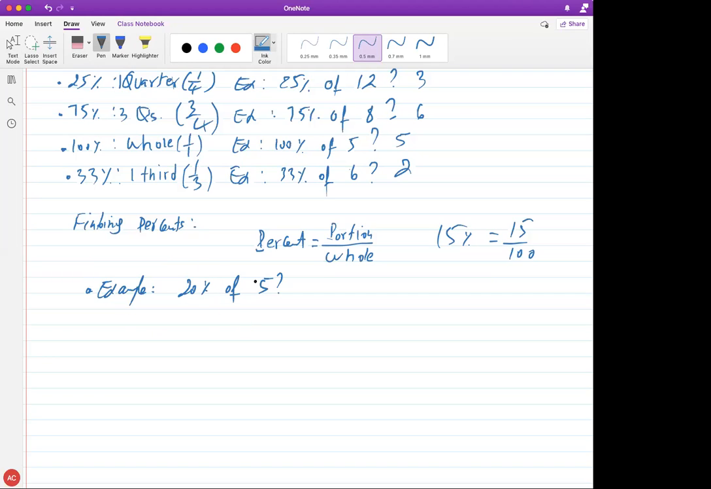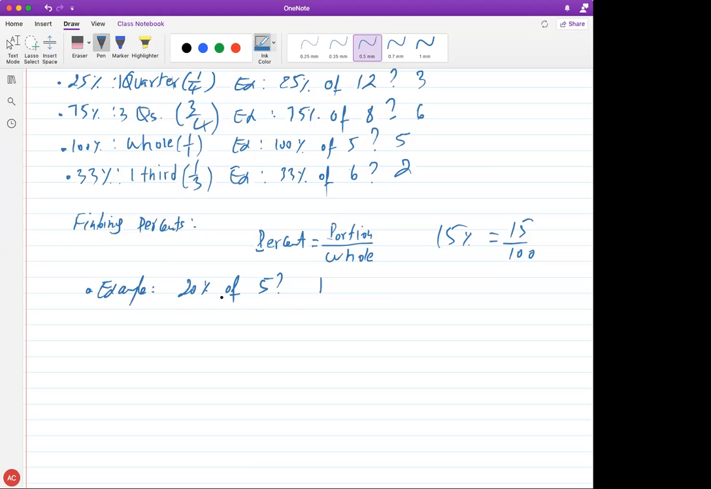Okay, so let's figure it out. So it will be 5 because it's 1/5, no? So 1/5. 20% is 1/5. So what's 1/5 of 5? If you divide 5 by 5, you need to take 1. That would be just 1. Okay, so 20% of 5 is 1.